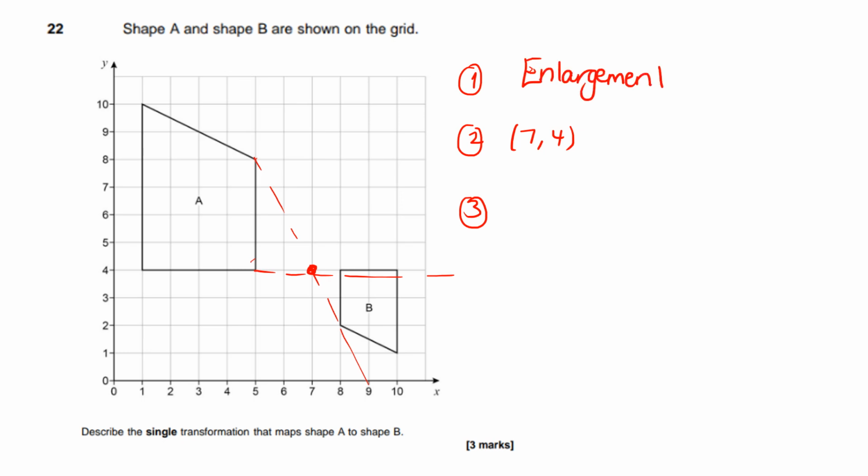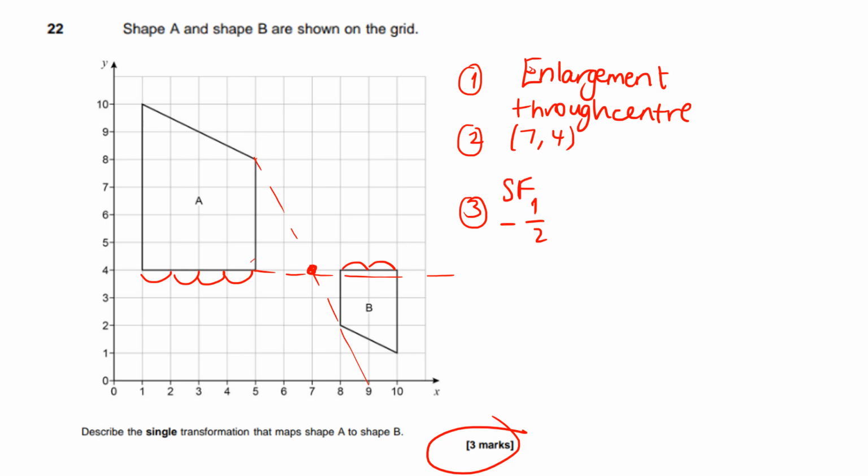Enlargement through center 7, 4, and from 1, 2, 3, 4 to 1, 2, 4 to 2, it's going to be scale factor of half, but as you can see the shape is flipping, so it's going to be a negative scale factor of half. So with a scale factor of negative a half, that's how you get full marks from this question.